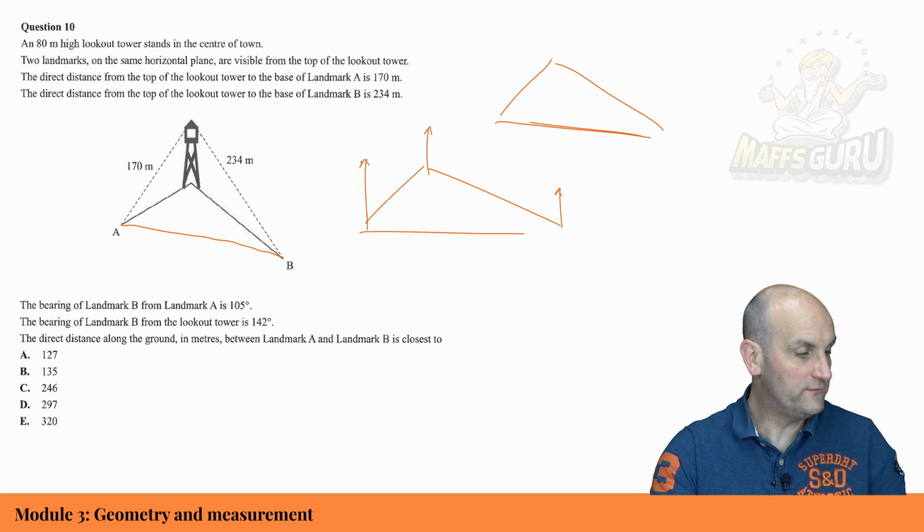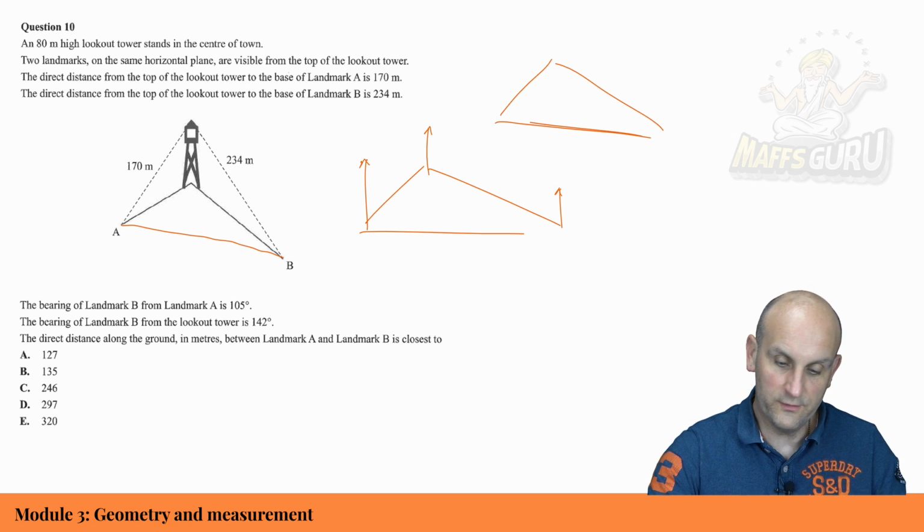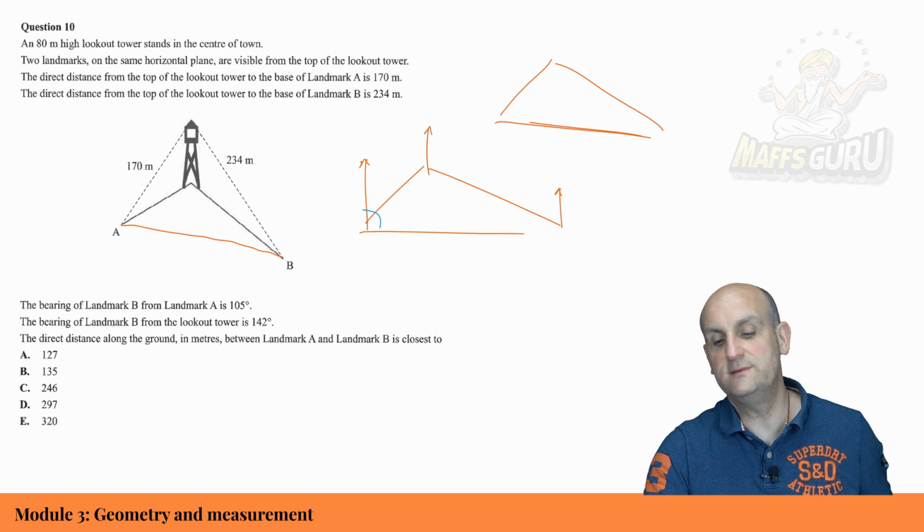So we knew, if I remember rightly, that this bearing here was 105 degrees, and this bearing here was 142 degrees. How is this important to us?